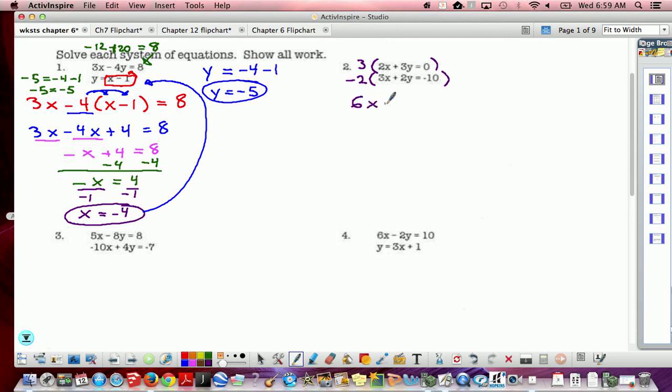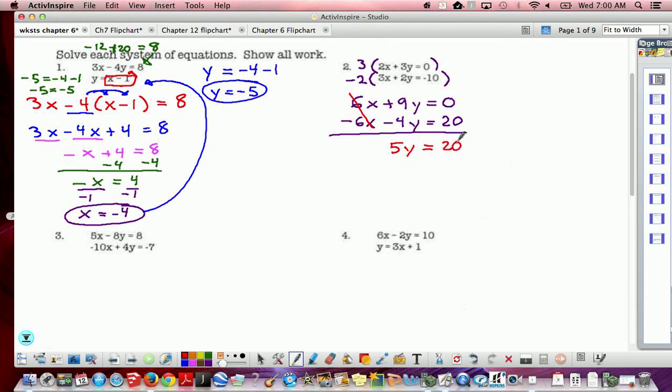So I get 6x plus 9y equals 3 times 0 is 0. And I have negative 2 times 3 is negative 6x. Negative 4y equals 20. Now, when you add these two equations together, the x's cross out. If I take a look here, 9y plus 4y is 5y.